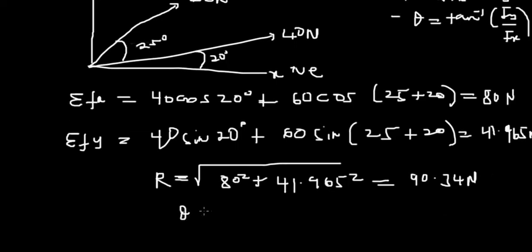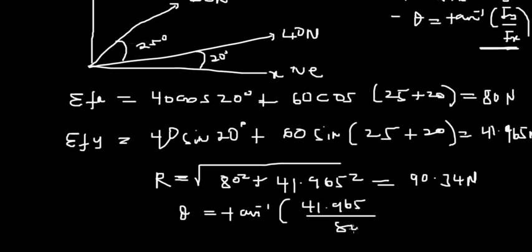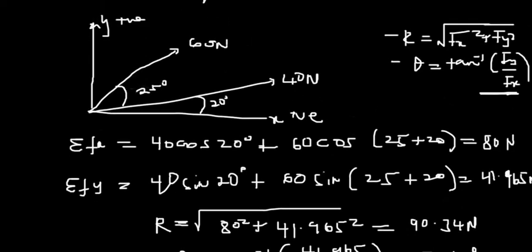So let's find the angle. We have theta equals tan inverse of 41.965 divided by 80. When you compute this on your calculator, you end up with 27.68 degrees. So this brings us to the end of this question. Let's take another question so that it becomes clearer.